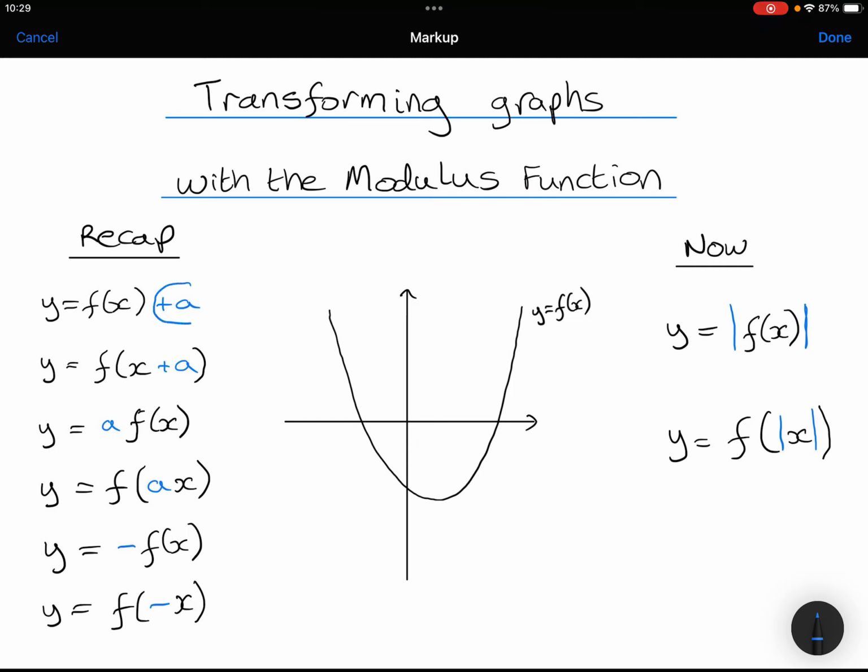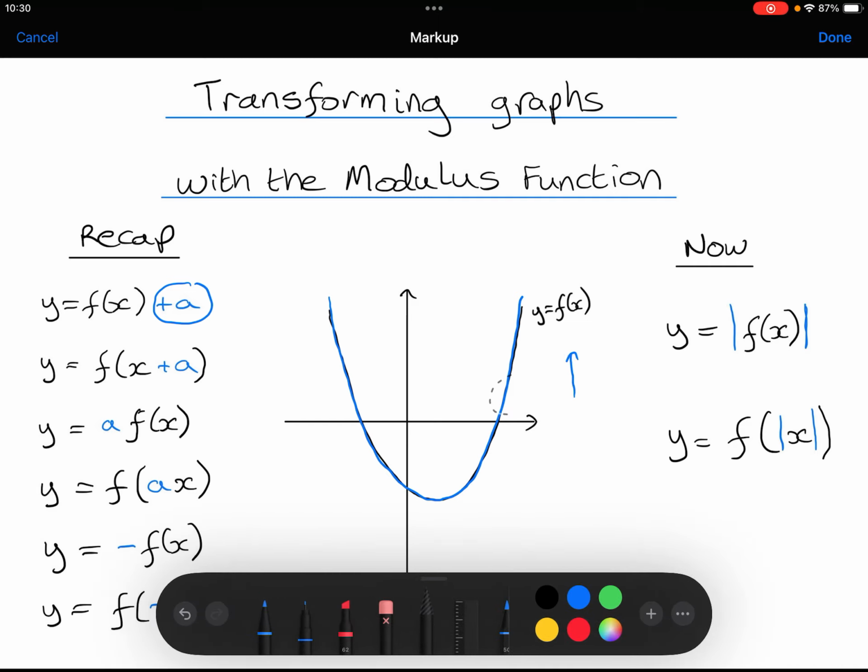When we have a plus a outside the function, we know that affects the y coordinates only, and we add a to each of the y coordinates. The effect that has on this graph is it's going to move everything up by a squares. So the graph is going to move up like this. Or if a was negative, it would move down like this.